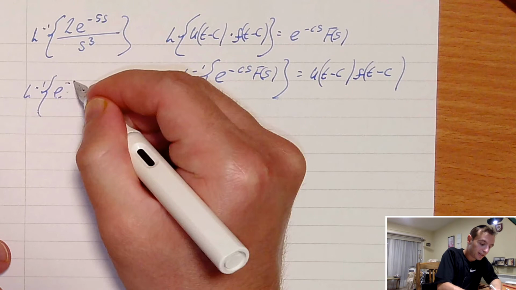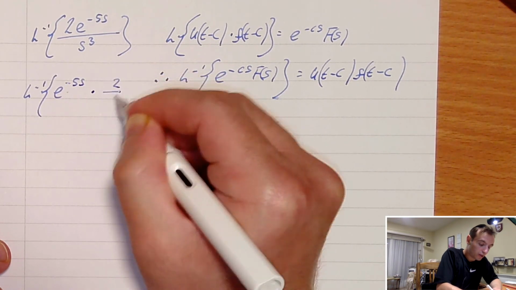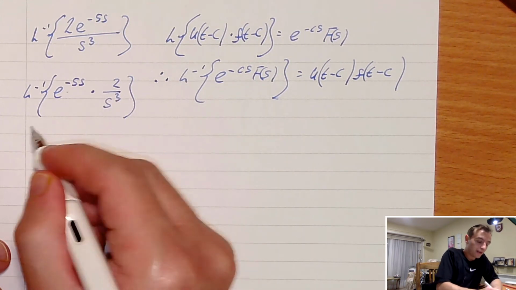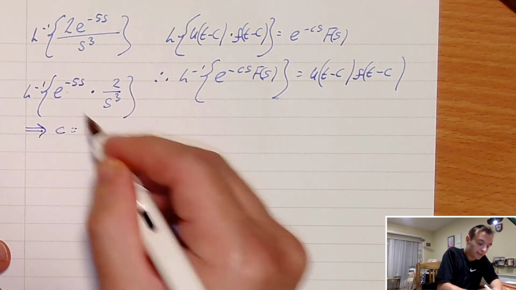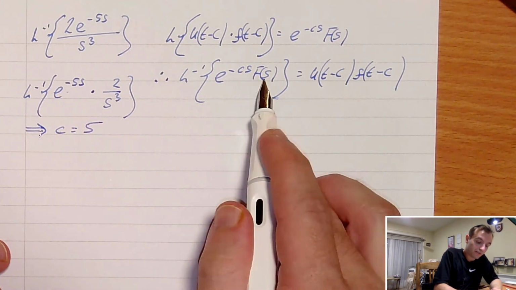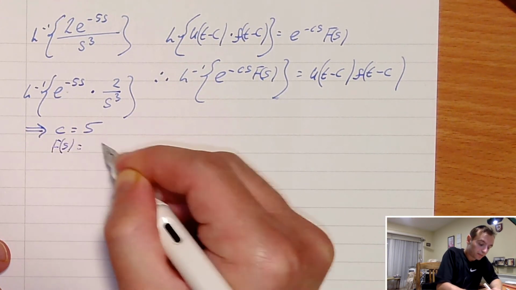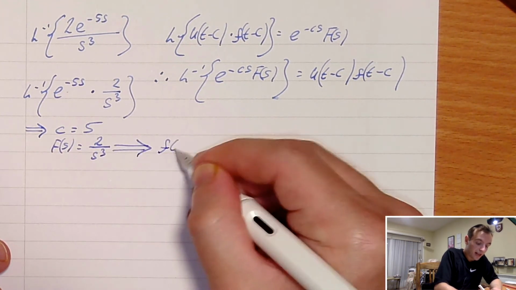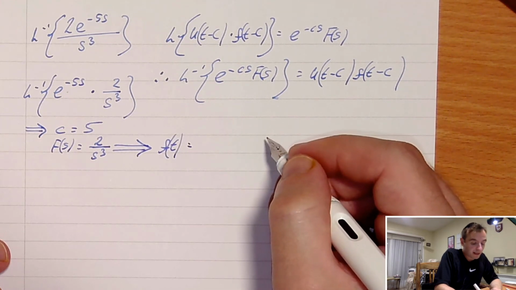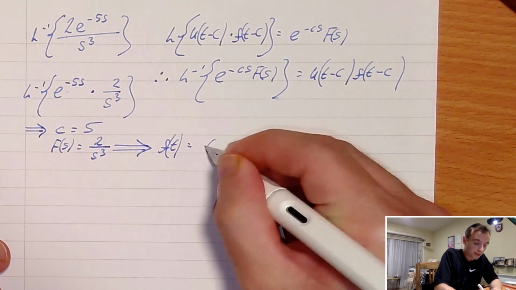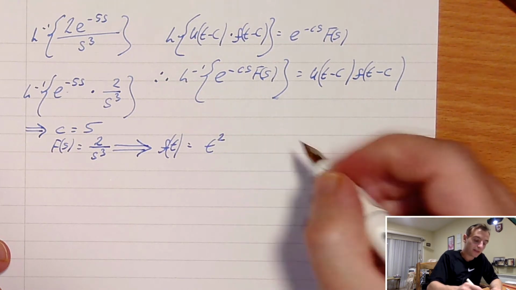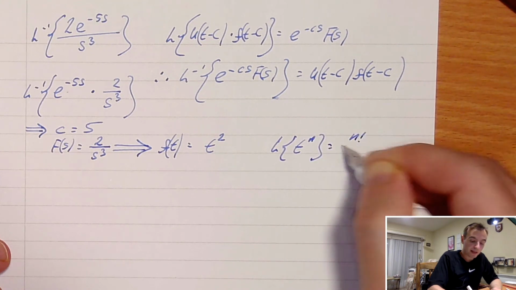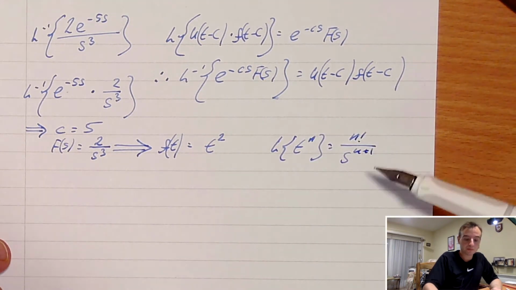So I'm just going to get e to the minus 5s dot 2 on s cubed. And now I've got it in the form of e to the minus cs dot F(s). So this is going to imply the shift c is 5, and F(s) equals 2 on s cubed. And that implies that f(t) is going to be t squared, because the Laplace transform of t to the n, remember, is n factorial on s to the n plus 1. That was one of the first videos that we did.